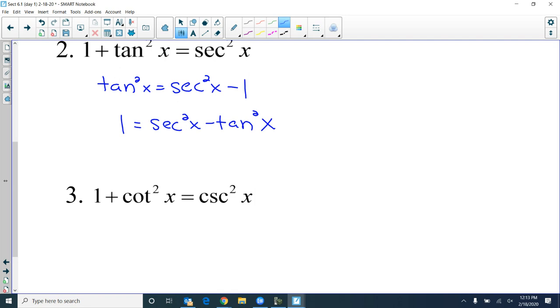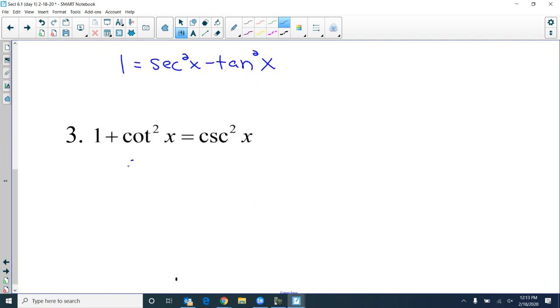And so for this one, I could say cotangent squared x equals cosecant squared x minus 1. And I could say 1 equals cosecant squared x minus cotangent squared x. Any of those could come up. You're probably going to need this sheet the first few times you start doing these things, until things start to click in your head.